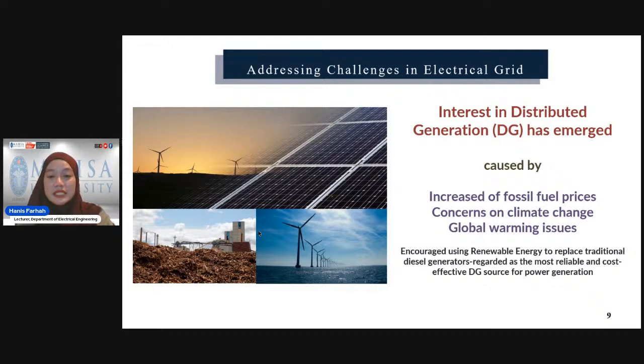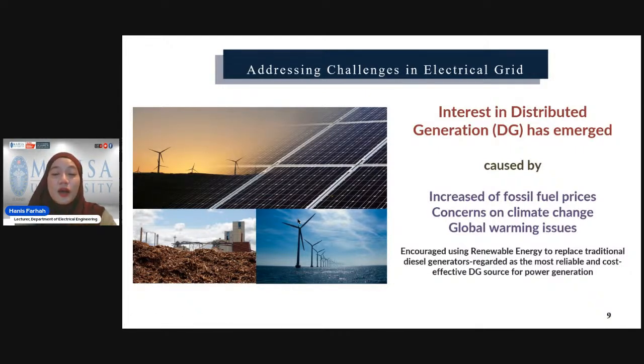So normally the DG will be connected close to the load. And the load that I mentioned before: residential, commercial, and also industrial.